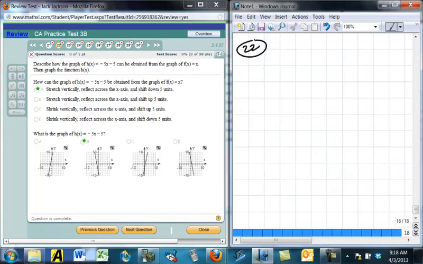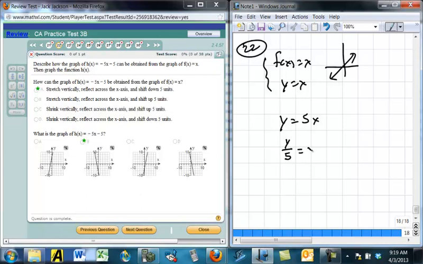Let's see. This is 22. We start with f of x equals x, y equals x. Of course, that's just a line with slope 1, like this. Now, they're going to first think of it as a vertical stretch or compression. So y equals x is what we have to begin with. Then we're going to change it to y equals 5x, which is the same thing. If you want to think of it as a vertical change, you need to think of it in terms of the y. So that's y over 5 equals x. So that's a vertical stretch, or an expansion vertically, 5 times as tall. In other words, we change the slope from 1 to a slope of 5. So it's steeper. We stretched it vertically.